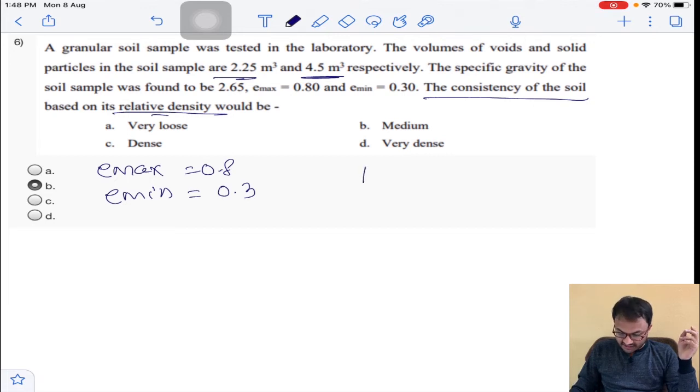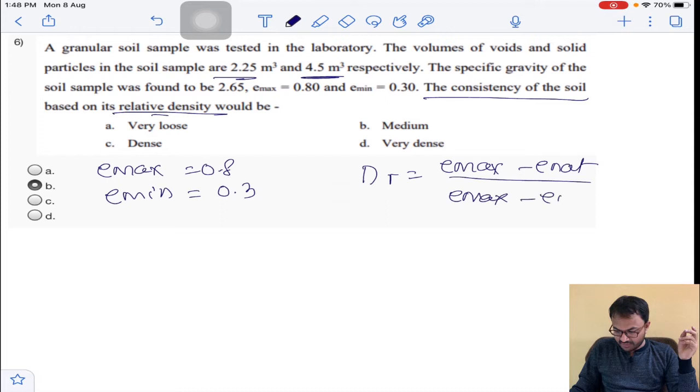First of all, relative density Dr is equal to E max minus E natural divided by E max minus E minimum. So in this expression, we know the void ratios at maximum and minimum values, but we do not know the natural void ratio. So we need to calculate the natural void ratio, E natural. For that he has given data.